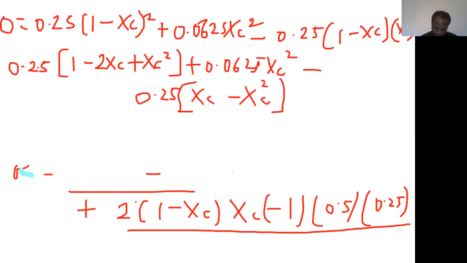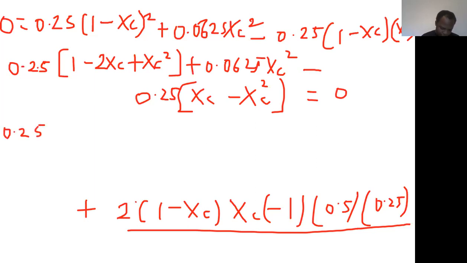And you equate everything to 0. So from here, when I multiply this by this, I'm going to have 0.25. When I multiply this by this, 0.25 times 2 will give me minus 0.5 XC. Great. And when I multiply this by this, it's going to give me plus 0.25 XC squared.